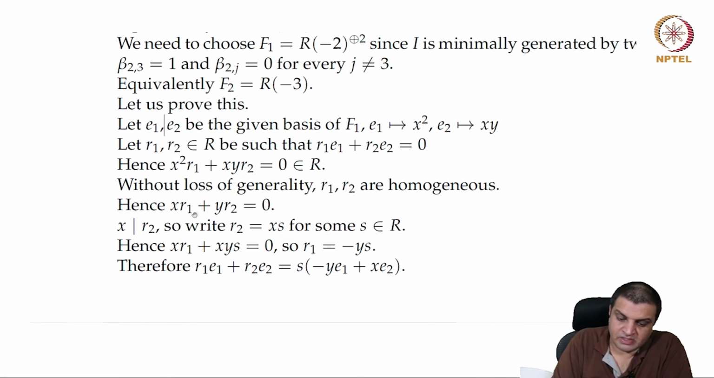From this, y R2 is divisible by x. This is a UFD, so x must divide R2 because it doesn't divide y. x is irreducible. So we can write R2 as x times s for some s in R. Then we put that back, and we get R1 is minus y times s. Therefore, an element of the kernel, which was R1 E1 plus R2 E2, remember it's the kernel of that map, is s times (minus y E1 plus x E2).